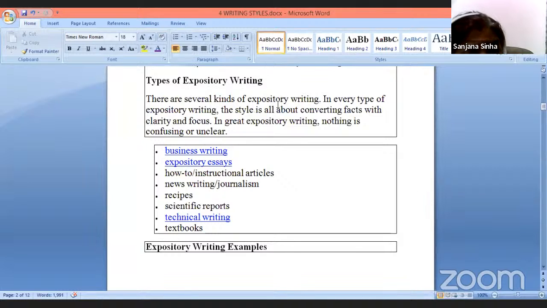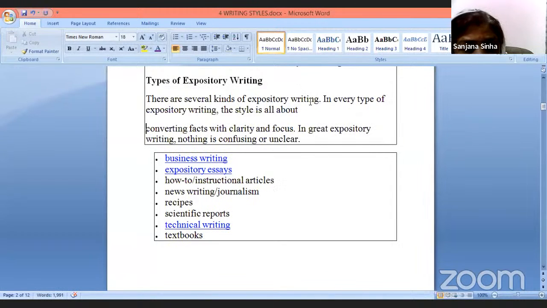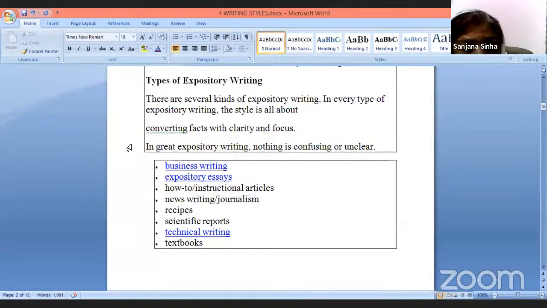There are several kinds of expository writing, and in every type of expository writing, the style is all about converting facts with clarity and focus. In great expository writing, nothing is confusing or unclear. Everything should be clear. And nothing should be confusing. There should be no doubtful statements.